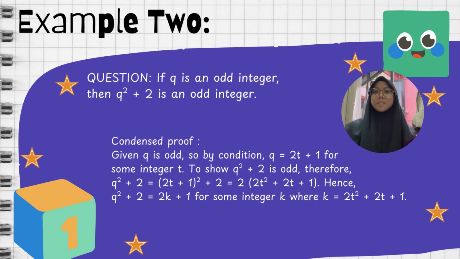The condensed proof for these questions are, given q is odd, so by definition q equal to 2t plus 1 for some integer t. To show q squared plus 2 is odd, therefore q squared plus 2 equal to in the bracket of 2t plus 1 square plus 2 equal to 2 in the bracket of 2t square plus 2t plus 1 plus 1. Hence, q square plus 2 equal to 2k plus 1 for some integer k where k is equal to 2t square plus 2t plus 1. The condensed proof for these questions are, given q is odd, so by definition.